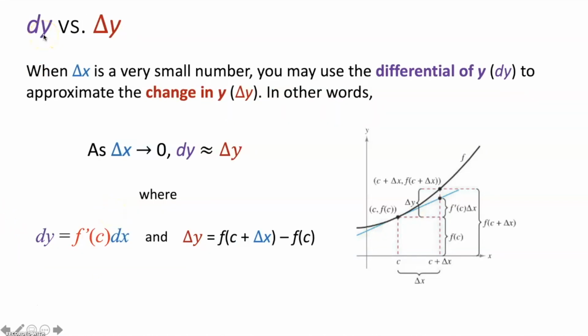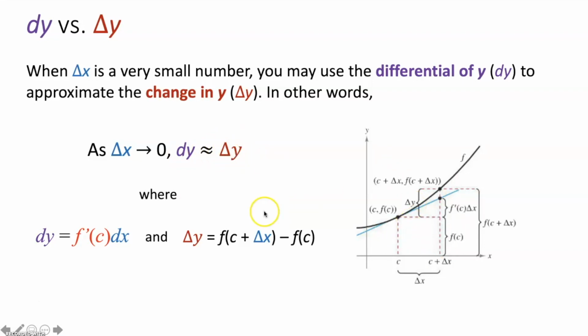So let's quickly review the difference between the differential of y, dy, and the change in y, delta y. When delta x, or the change in x, is a very small number, you may use the differential of y, dy, to approximate the change in y, or delta y. In other words, as delta x approaches 0, dy is approximately equal to delta y, the change in y.